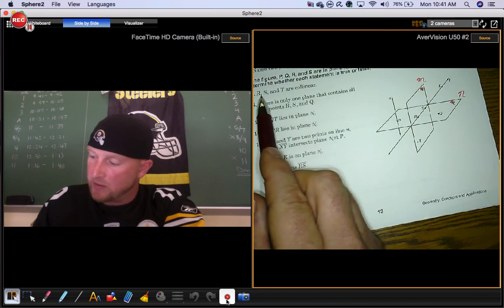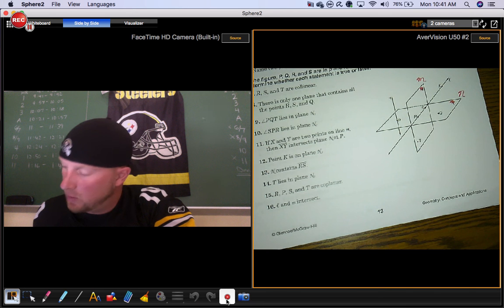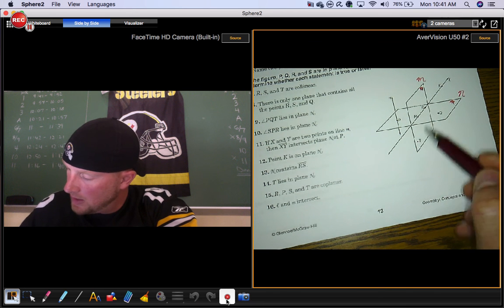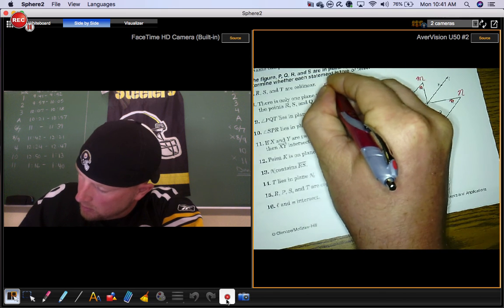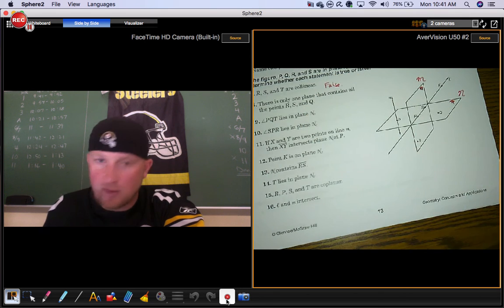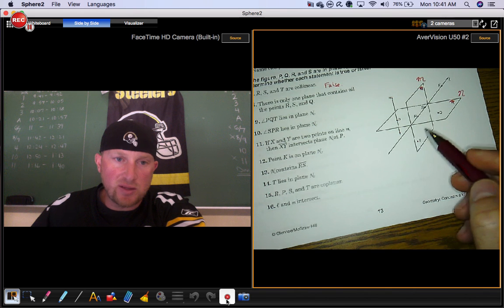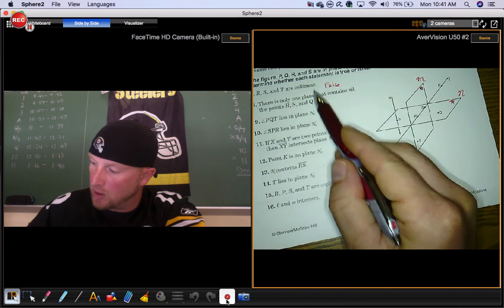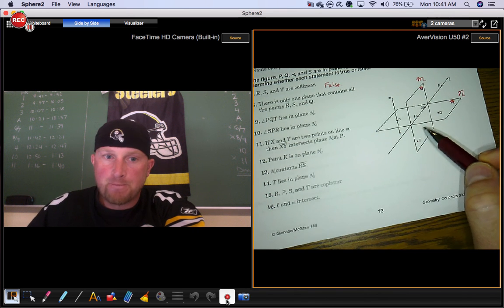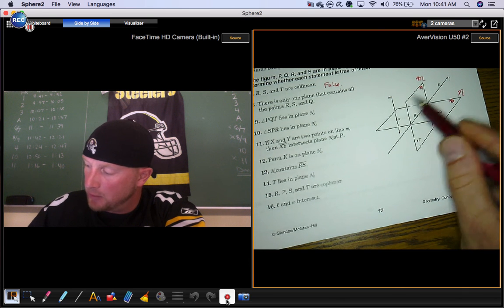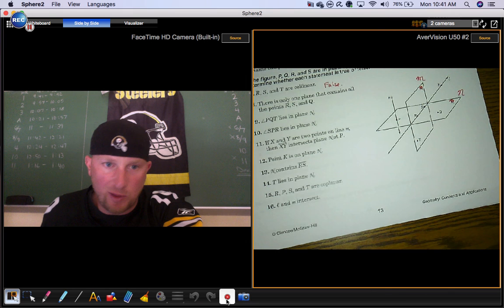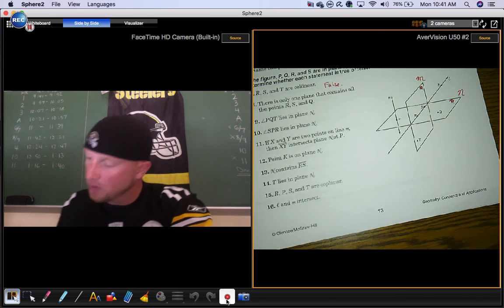Points R, this is number 7. Points R, S, and T are collinear. R, S, T. Can you connect them with a line? That's what that means. You can't. But what you could do, we have a postulate that says any 3 points that are non-collinear can be connected with a plane. So these 3 points live on plane M, but you can't connect them with a line. So that answer is no, or false.